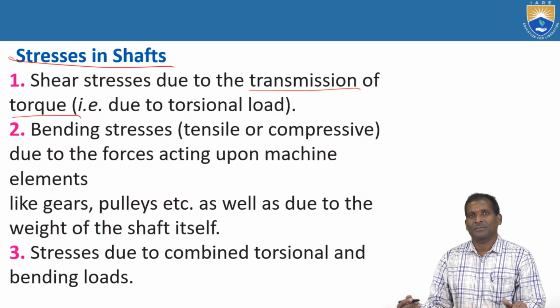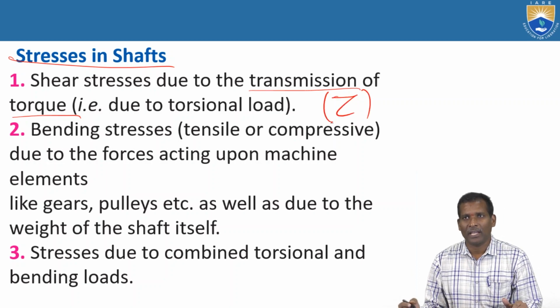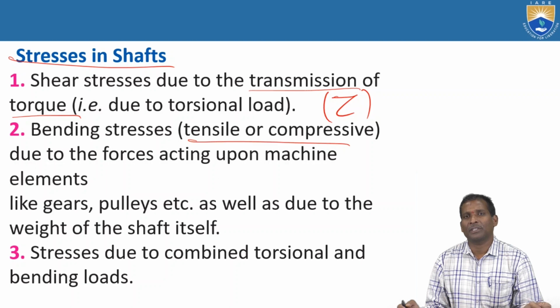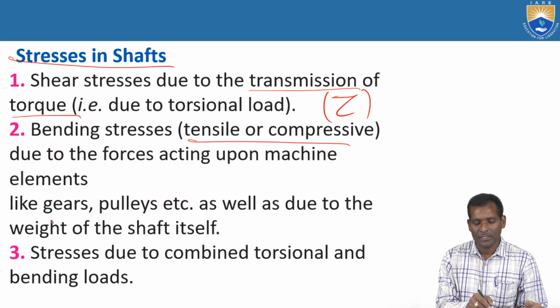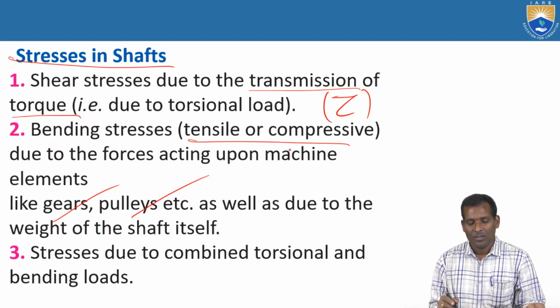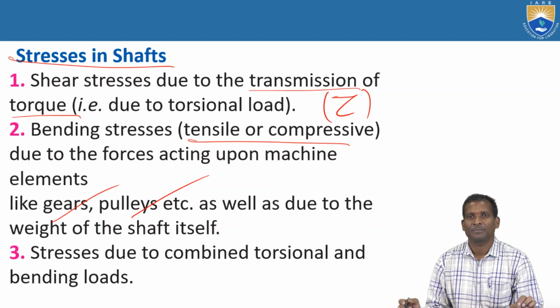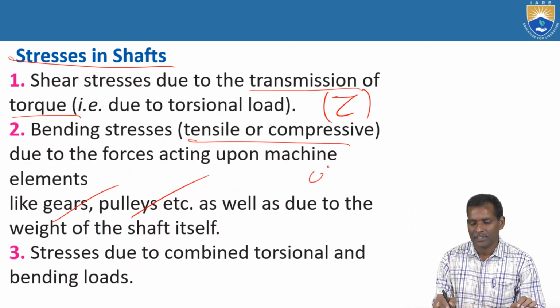Similarly, the second one is bending stress. How to calculate shear stress? I will explain that. Bending stress may be tensile or compressive. So what are the forces acting upon these machine elements, like gears, pulleys, etc.? All these machine elements are mounted on a shaft while transmitting power. Due to the self weight of the shaft and the weight of the other machine elements, bending moment will occur. So due to bending moment, bending stress will be induced in the shaft. We need to calculate the bending stress, that is sigma b.